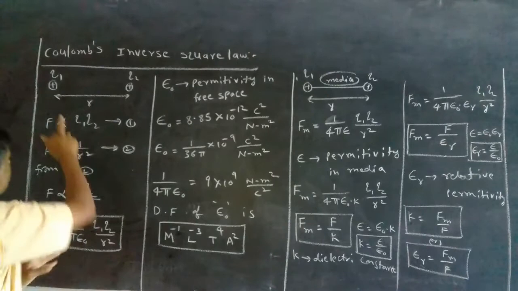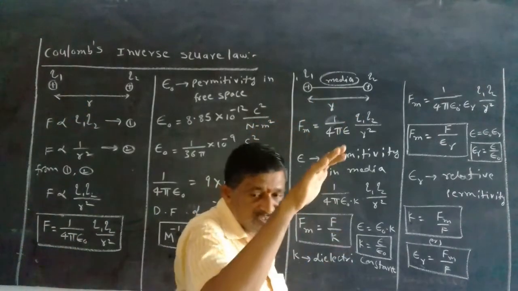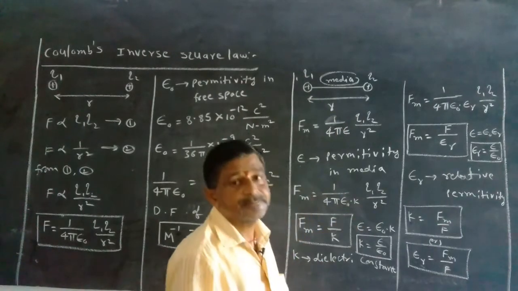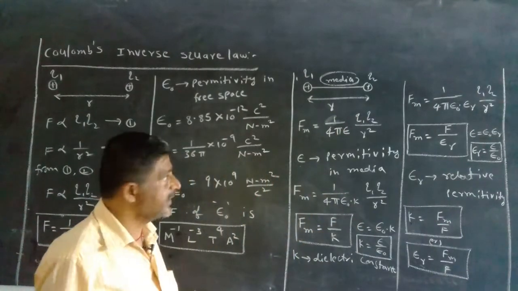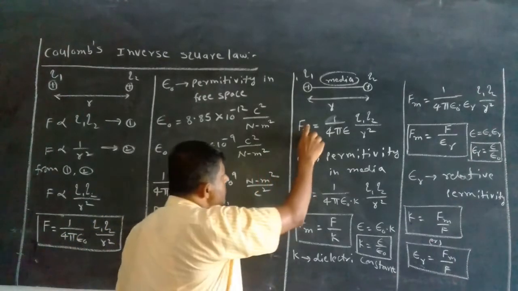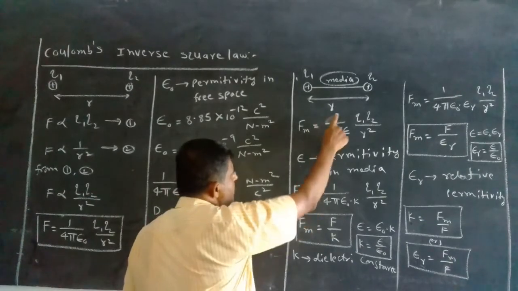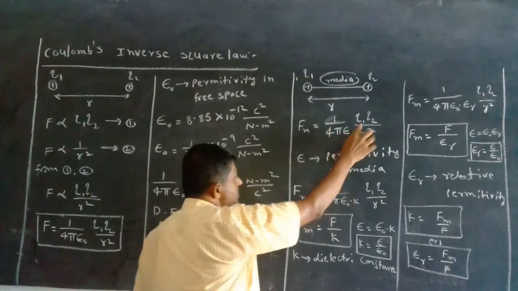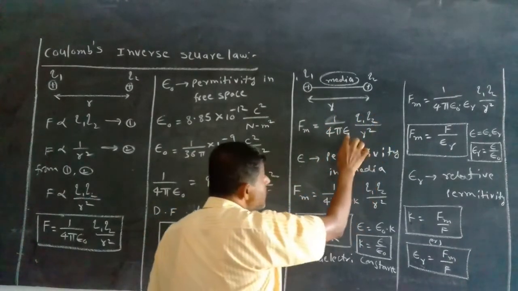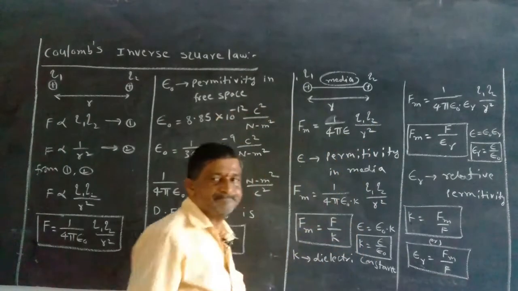Next, if any medium is there, the force is decreased. Then how can we write Coulomb's law? The force when the medium is there, Fm, is 1 by 4 pi epsilon q1 q2 by r square. Here, what is epsilon? Permittivity in the medium.